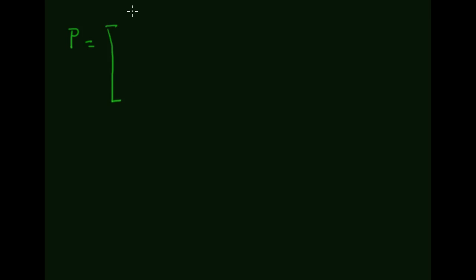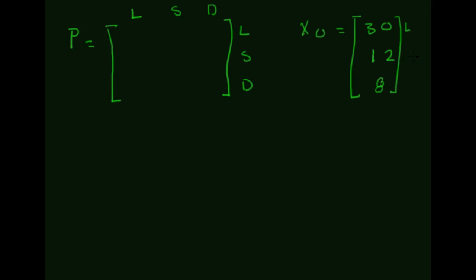So remember that the froms are along the top, and the three locations here are Los Angeles, St. Louis, and Dallas. And the tos go down the side, so that's Los Angeles, St. Louis, and Dallas. And so we have a current state. The current state matrix is that there are 30 airplanes in Los Angeles, 12 in St. Louis, and 8 in Dallas, right? So this is Los Angeles, St. Louis, and Dallas.